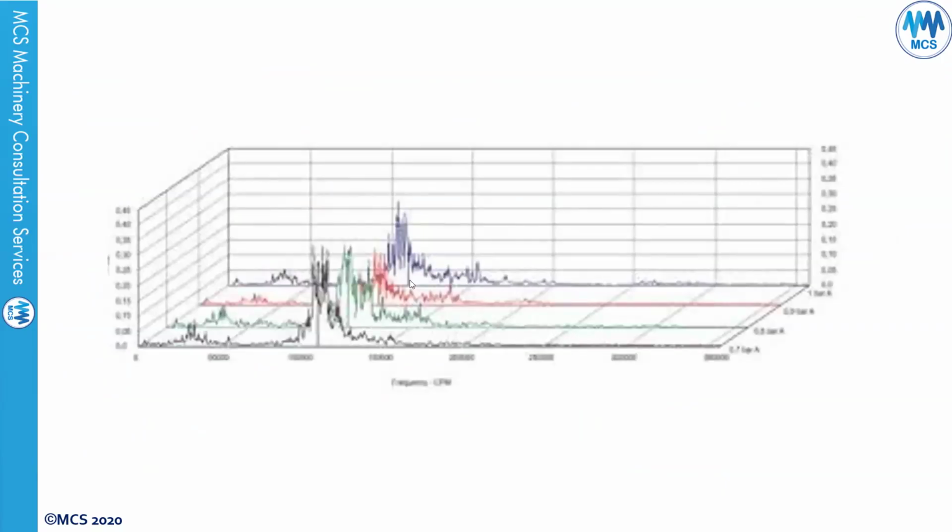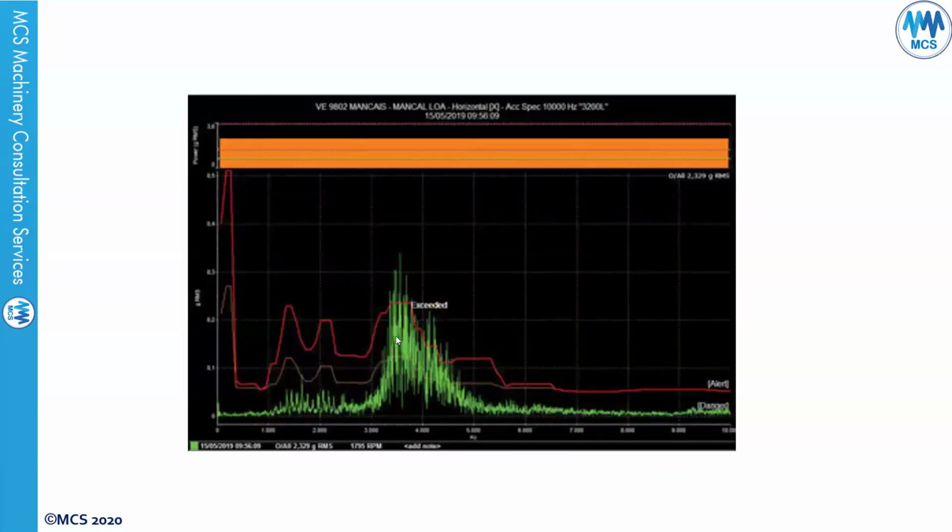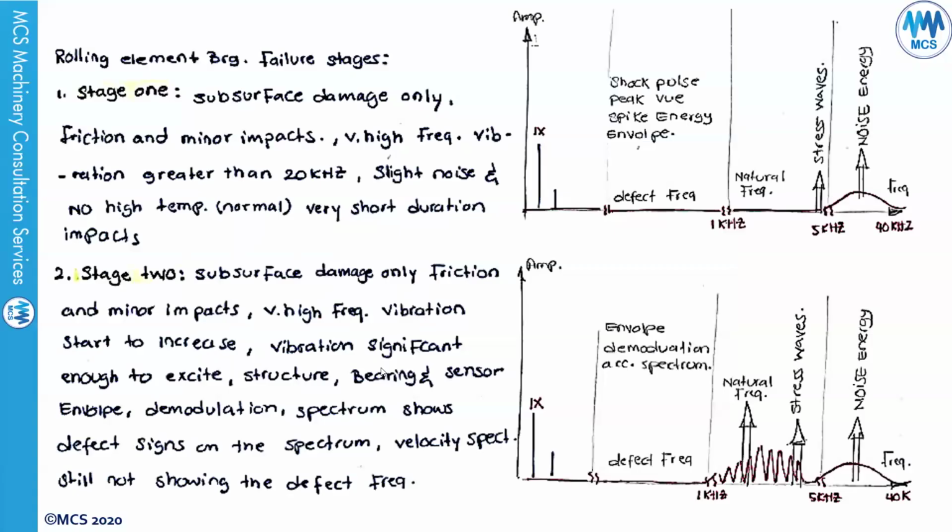This is how the cavitation will look around the vane passing frequency. This is also a similar shape for cavitation.